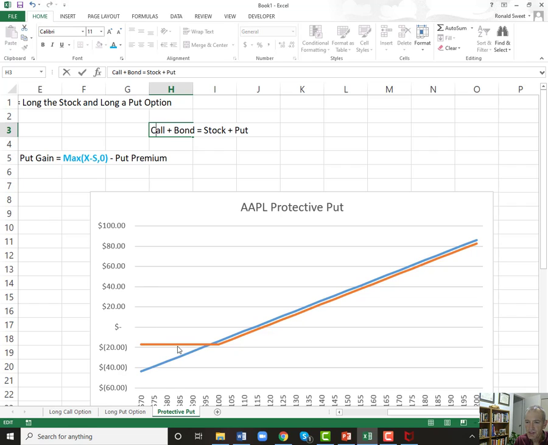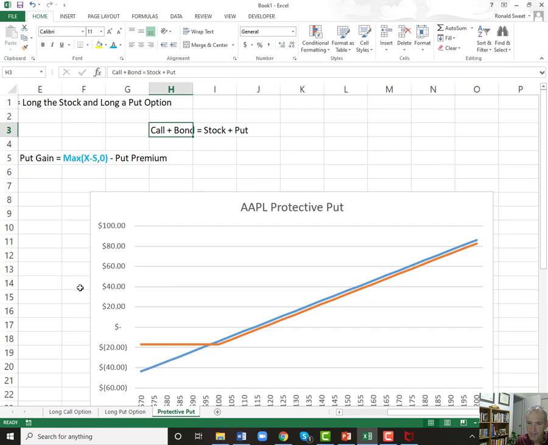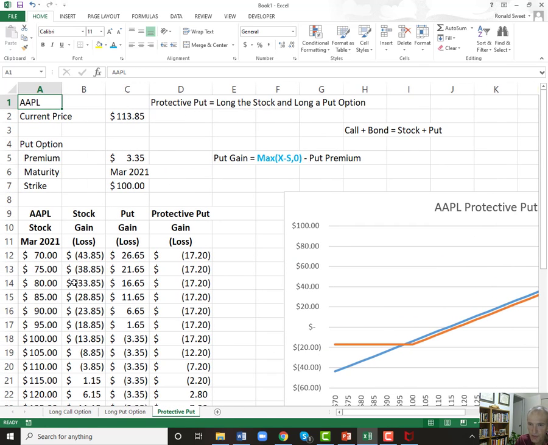So you just proved the put call parity. The call looks a lot like the stock plus the put. These two strategies are very similar, with the exception of the impact of interest rates. That's exactly what I meant by put call parity. It's amazing how similar these two charts look. So there's your protected put.